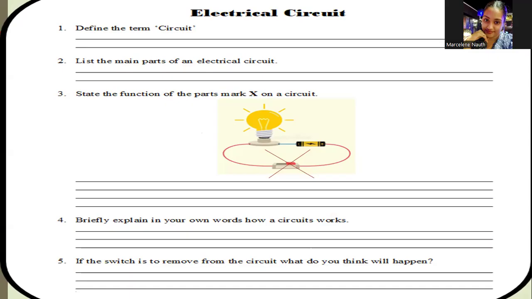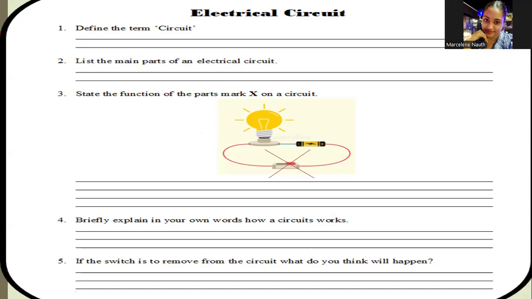So, can somebody please stand and tell me what is a circuit? Very good answer. Very good, John. So, a circuit is a path to which electrical current flows.